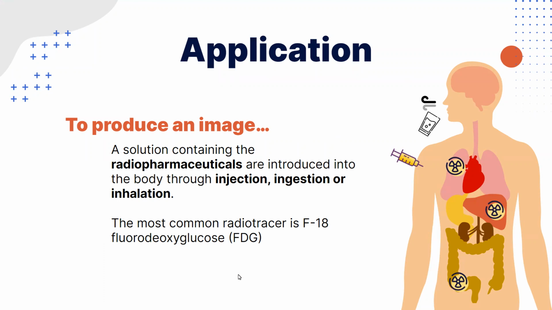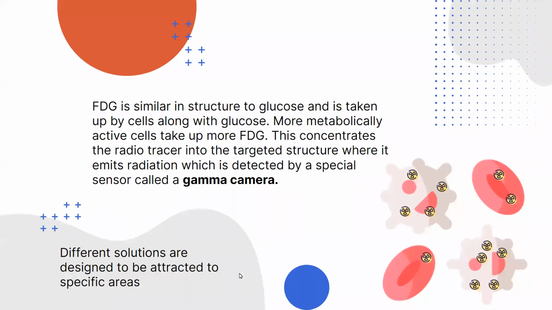The most common radiotracer is F18 fluorodeoxyglucose, otherwise called FDG. FDG is similar in structure to glucose and is taken up by cells along with glucose. More metabolically active cells take up more FDG. This concentrates the radiotracer into the targeted structure where it emits radiation, which is detected by a special sensor called a gamma camera. So there are different solutions that are designed to be attracted to specific organs, bones, or tissues.